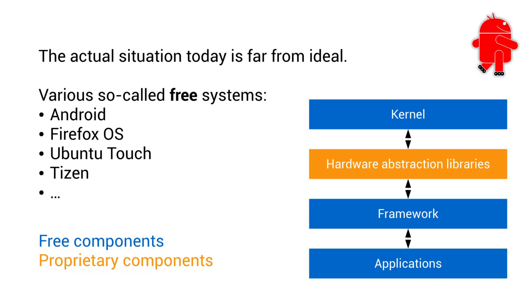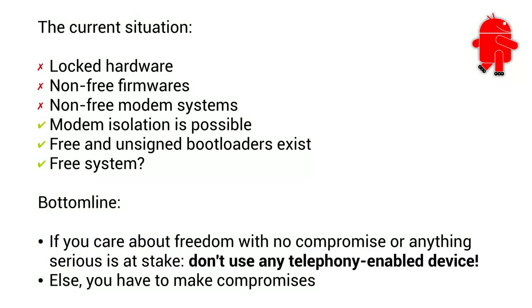Then the framework is also usually free software, but real trouble begins when we're talking about the hardware abstraction libraries, which is software in charge of talking with the hardware and communicating with it. So these libraries are very often proprietary. If we take a step back and look at the current situation, obviously we have locked hardware because we're not yet able to produce our own hardware at home. The companies manufacturing chips use machines that cost a lot of money. Well, 3D printers are perhaps opening the way of a new era where one would be able to produce their own circuits just with a simple machine, but we're not there yet.